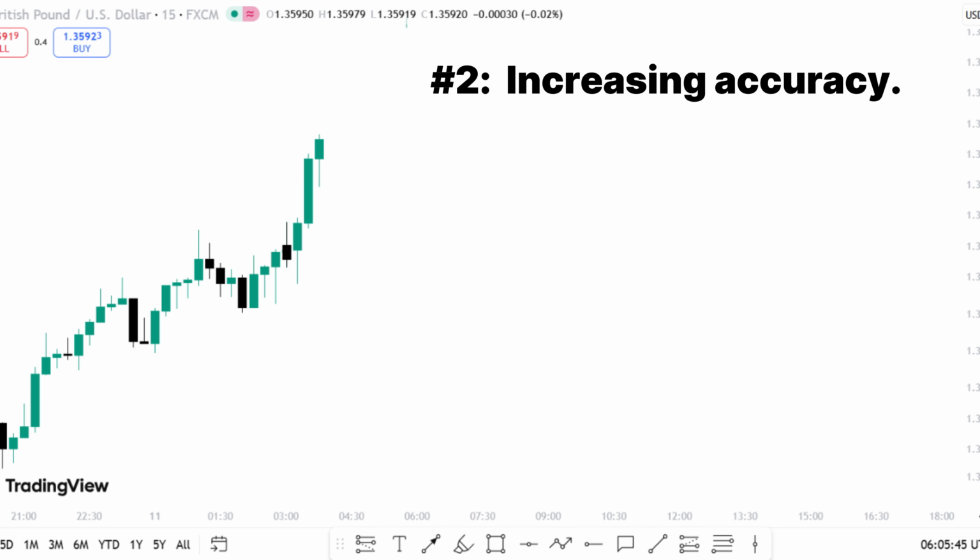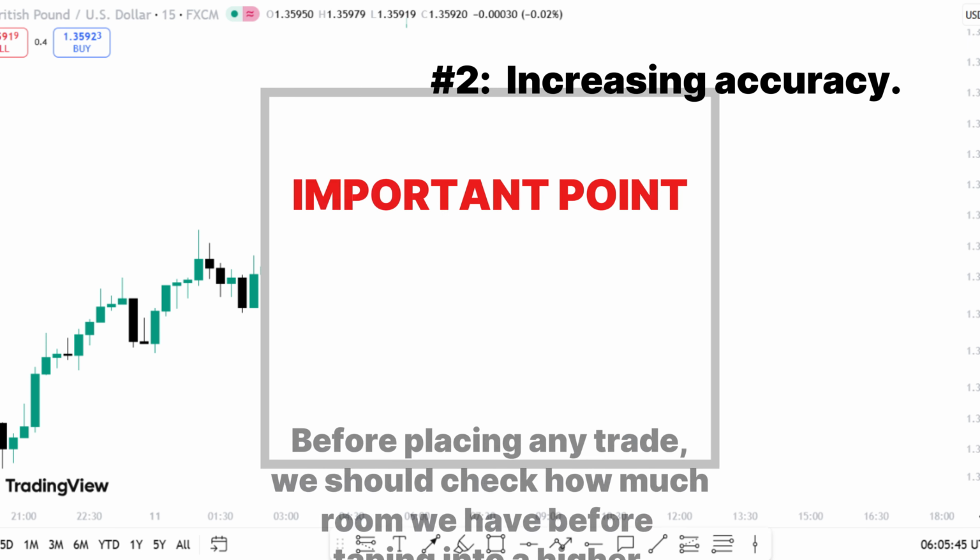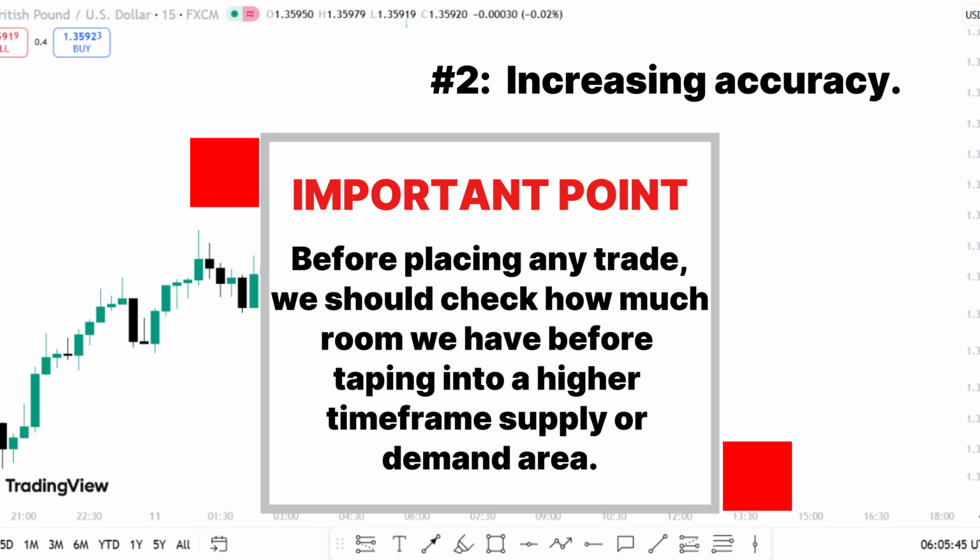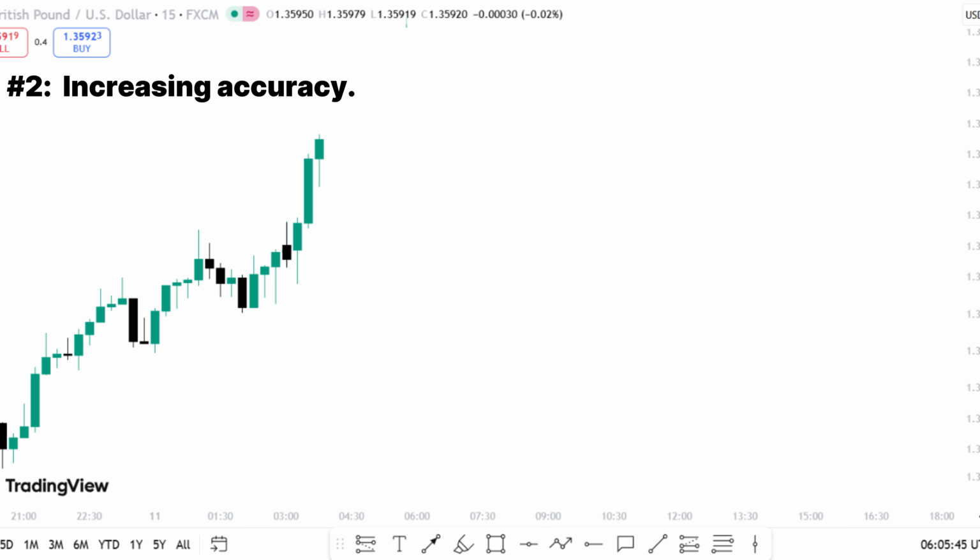Number 2. Increasing accuracy. A small reaction at a higher time frame key level can translate into a major trend shift on lower time frames. That's why, before placing any trade, we should always evaluate how much space exists before price reaches a higher time frame supply or demand zone. This allows us to properly set profit targets, place logical stop losses, and reduce the chances of entering losing trades.